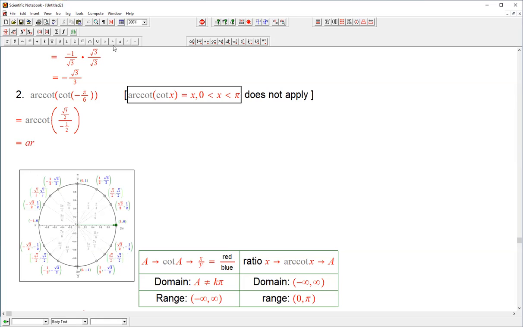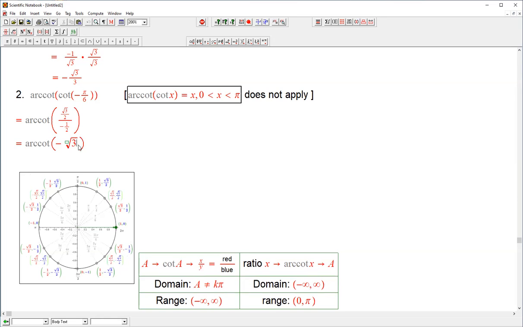Arc cotangent of negative √3. We have arc cotangent of negative √3, and then we know the answer has to be between 0 to pi. Arc cotangent value has to be between 0 to pi.